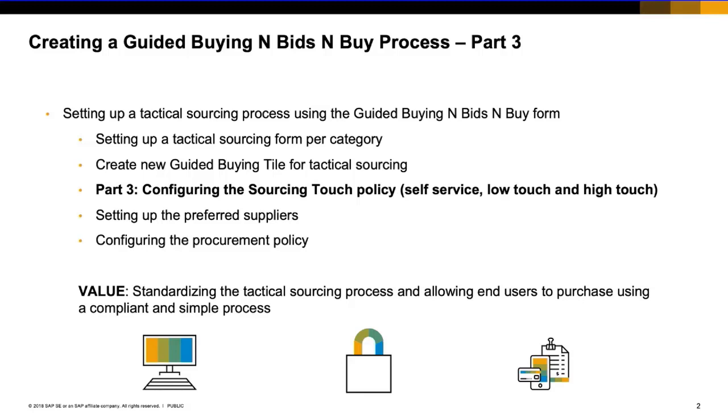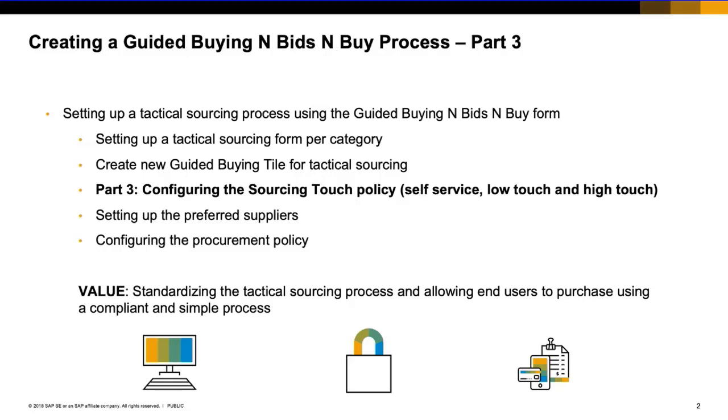So with your tactical sourcing forms, you want to be able to distinguish when it should be self-service, so when your end users can request a commodity and send it out to the 3 preferred suppliers without the intervention of your procurement team, and when you want your procurement team to be involved or not, using the low touch and high touch policies as well.